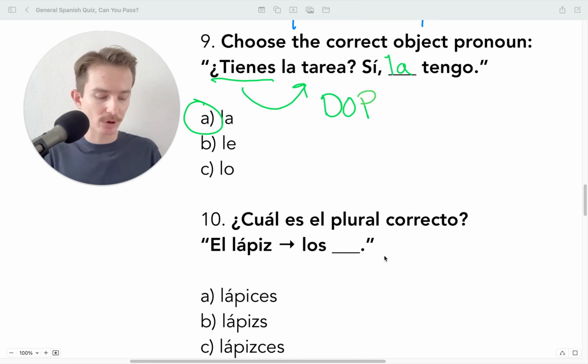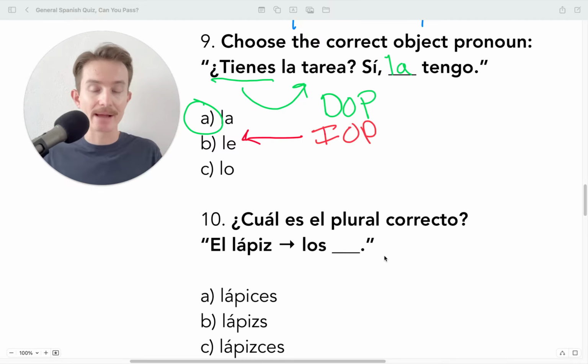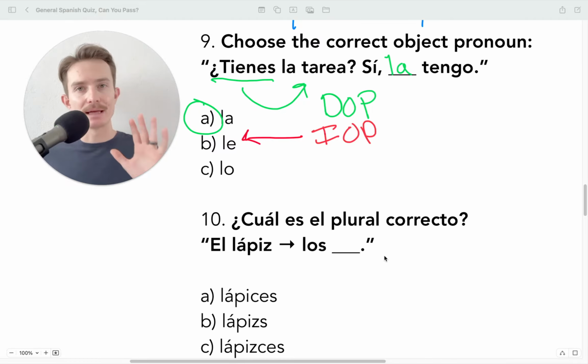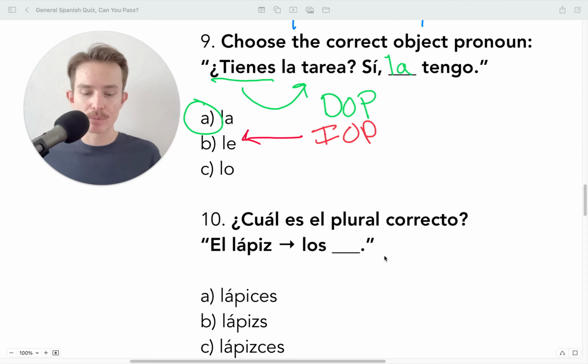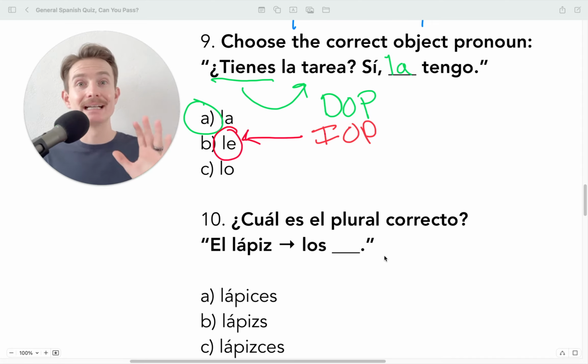We also have what are called indirect object pronouns, something like le, for example. Now, an easy thing to remember is that 99% of the time, when you hear something like le, it's going to represent a person. So if I say le dije, I'm saying I told him or I told her, depending on the context. Or something like les, for example, representing people.